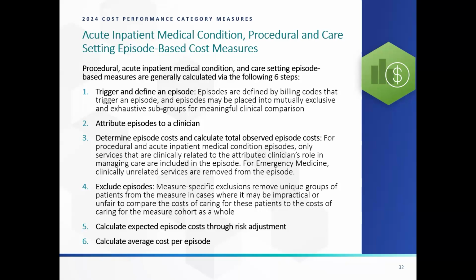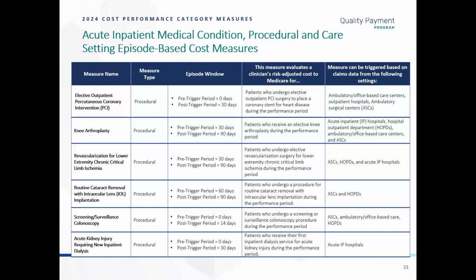Next slide, please. Okay, so the next few slides list out the 15 procedural episode-based cost measures, the 6 acute inpatient medical condition episode-based cost measures, and the 1 care setting episode-based cost measure for emergency medicine. For each of these measures listed in this table, an episode is opened, aka triggered, by a certain clinical event, referred to in the table and other documentation as the trigger.